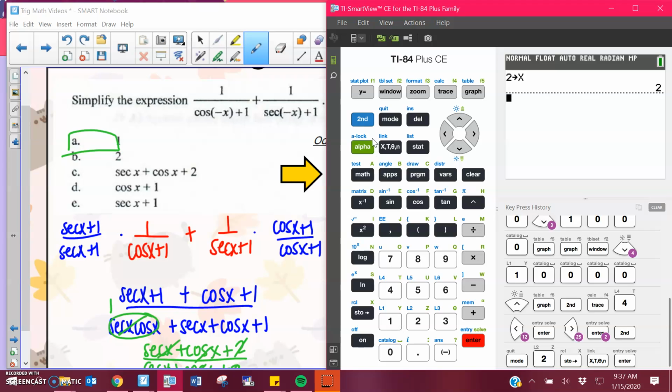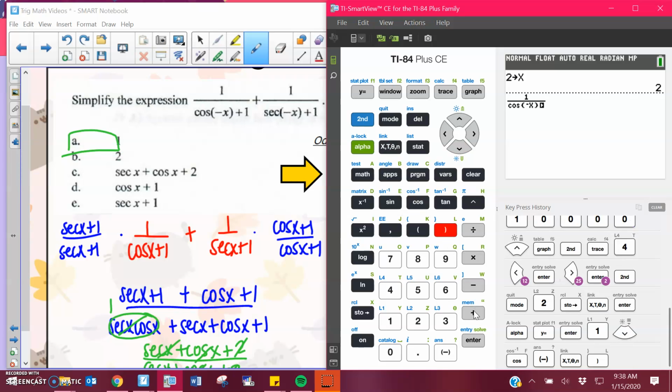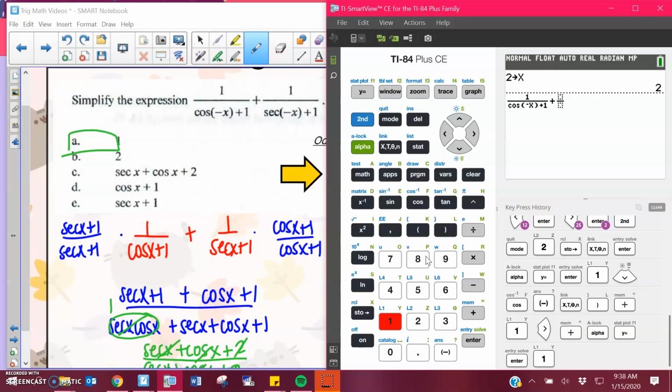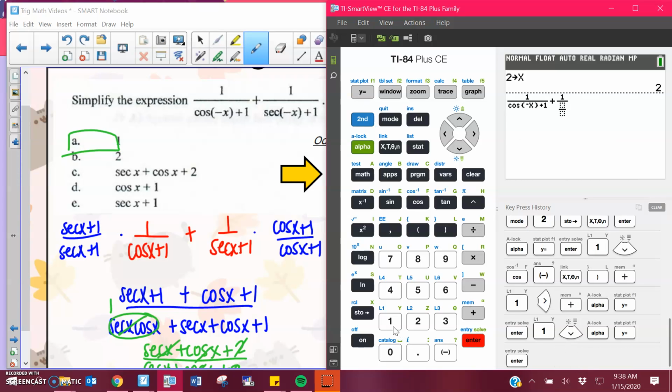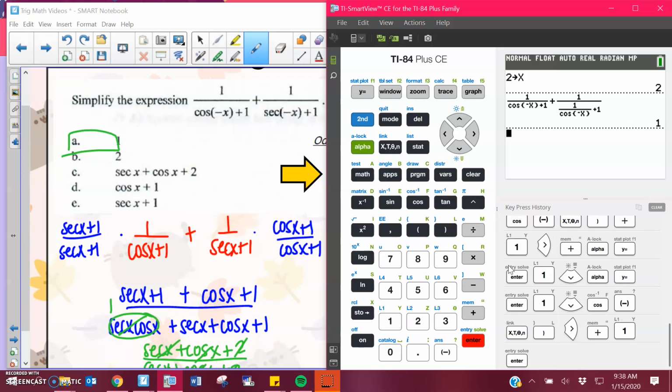So again, I can go through here and actually physically type this in. 1 over cosine of negative x. Please be careful of your parentheses. And then the one thing that's hard to do on these is to type in the reciprocals. So when I have a reciprocal function, notice you don't have a secant button here. So it's a reciprocal, it's a flip-flop. So secant is the same as 1 over cosine. So I have to make this into a really, really ugly big fraction. And then I press enter. This one was nice. It gave me a flat number.